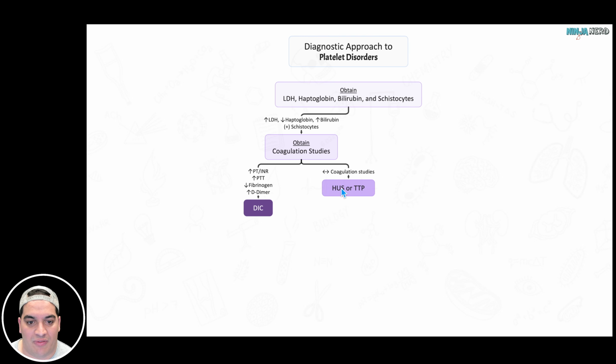This one's usually renal failure, and it's also associated with a diarrheal illness. So get that history and physical. If you see renal failure, HUS. Again, especially with the diarrheal illness. If I have renal failure, neurological symptoms, fever, anemia, thrombocytopenia, I'm thinking TTP.